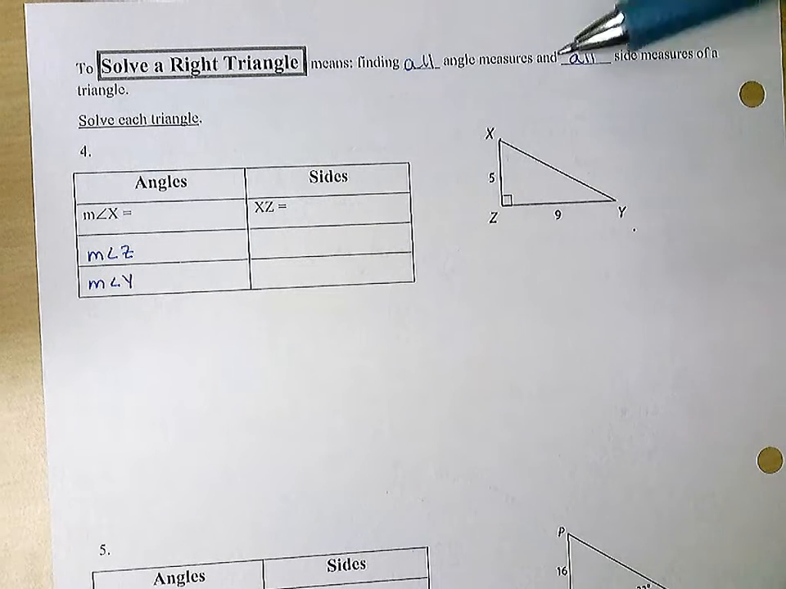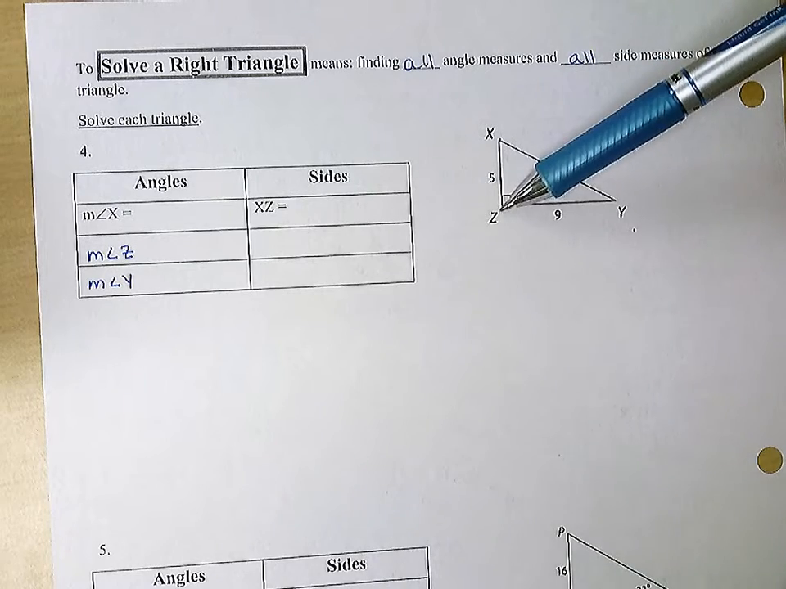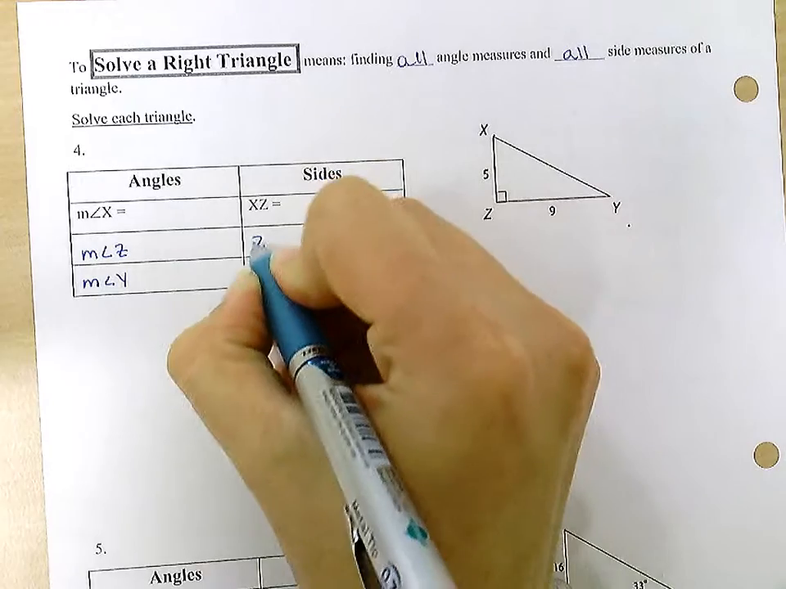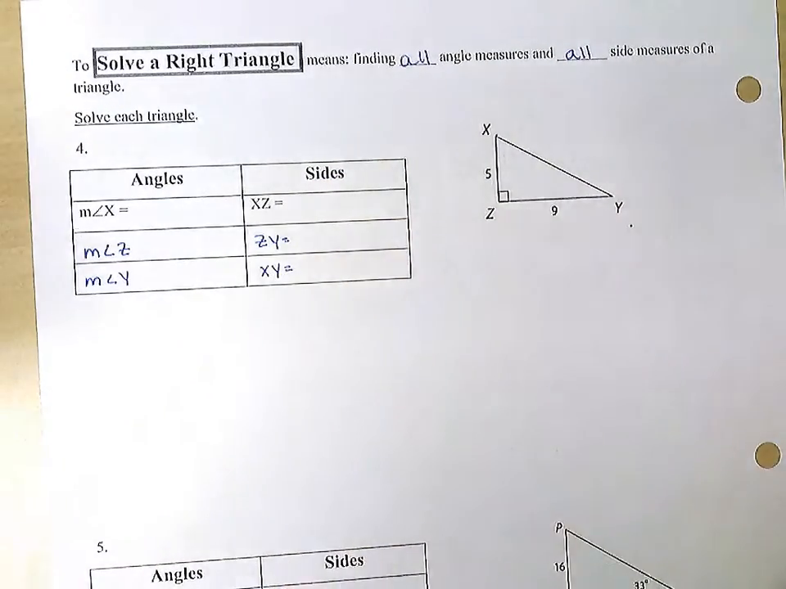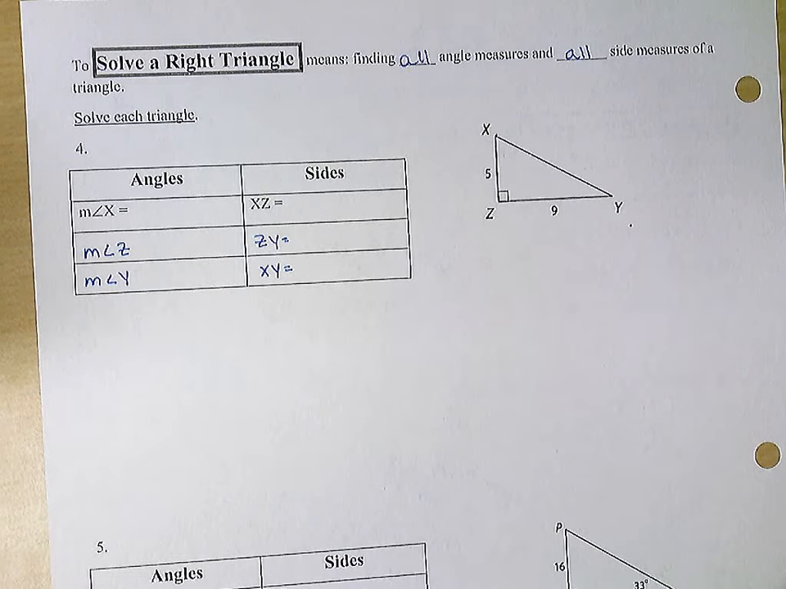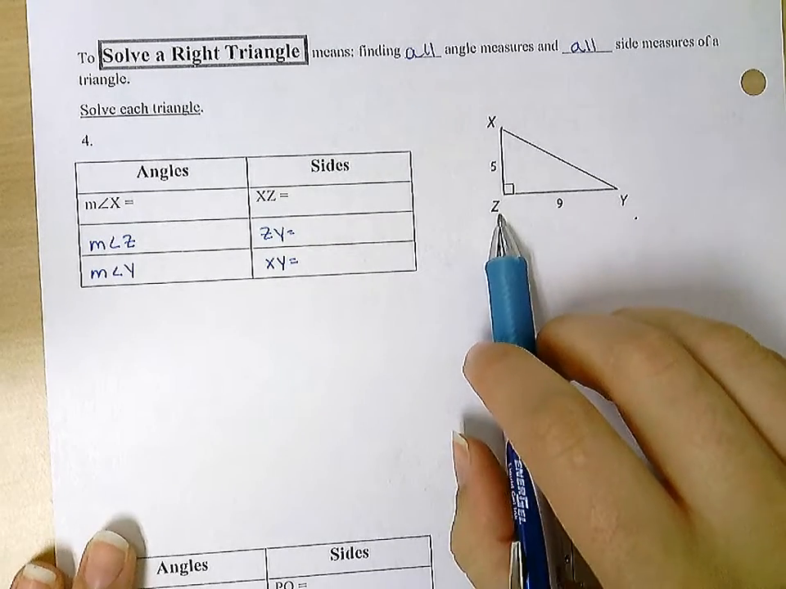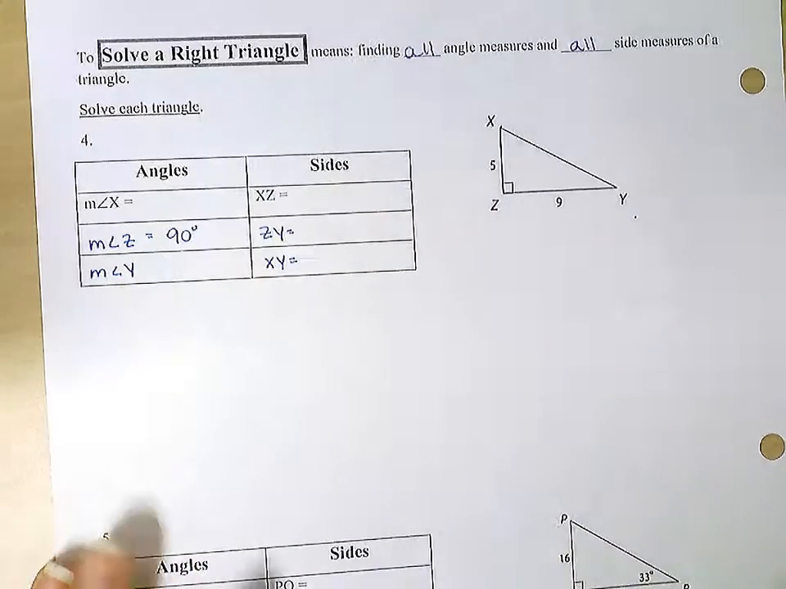For my sides, I have to find the length of XZ, the length of ZY, and the length of XY. Now, for some of these, I'm already given those measurements. For my angles, I know angle Z. That's 90 degrees, so I would write 90 degrees for angle Z.